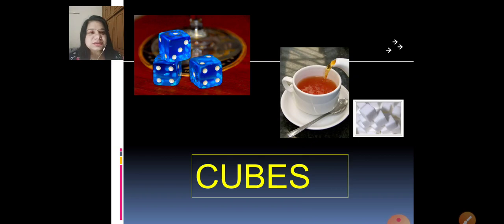What are these? You must have played Ludo in your childhood, and you must be playing it now as well. So what is this shape? Length, breadth, height are the same. These are called cubes, and you must have seen sugar cubes also, right? So this shape where the length, breadth and height all three are the same is called a cube.